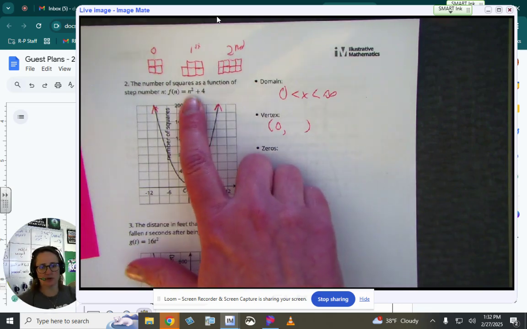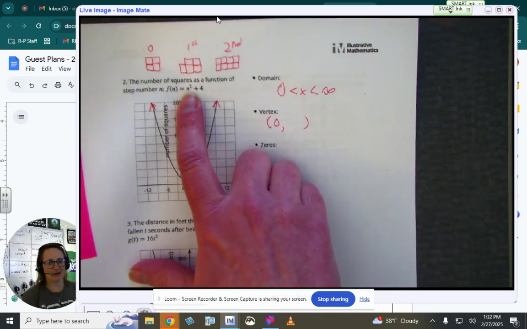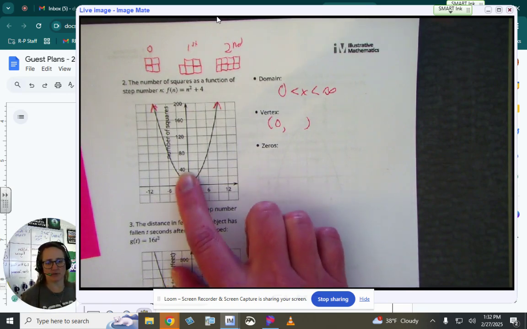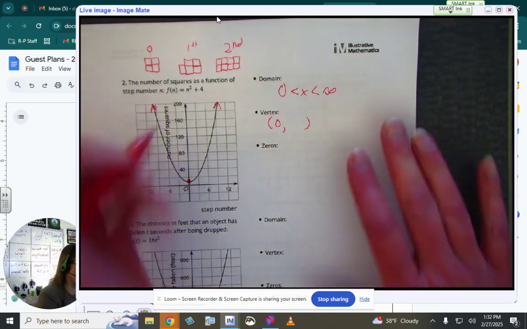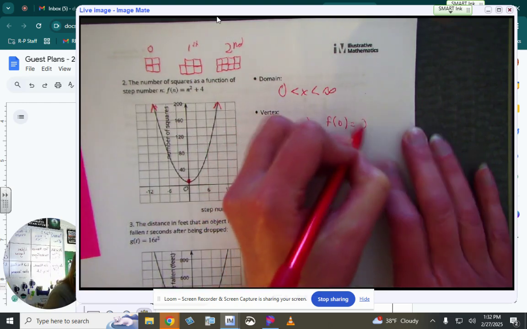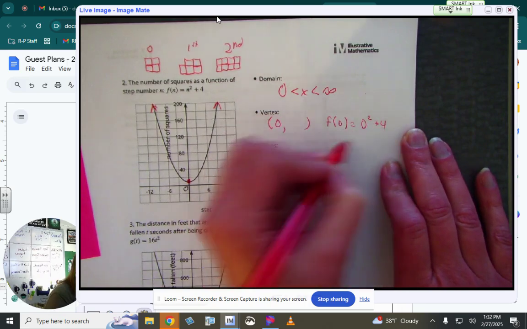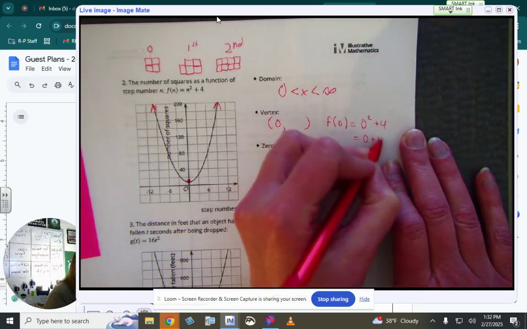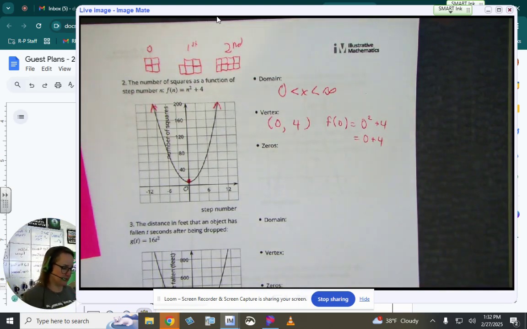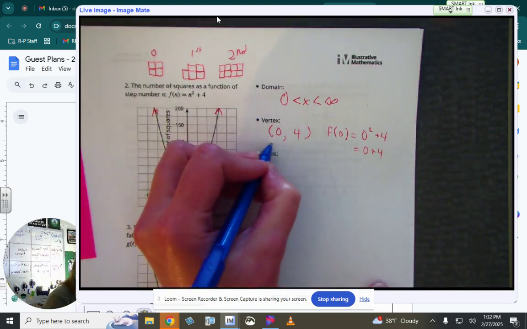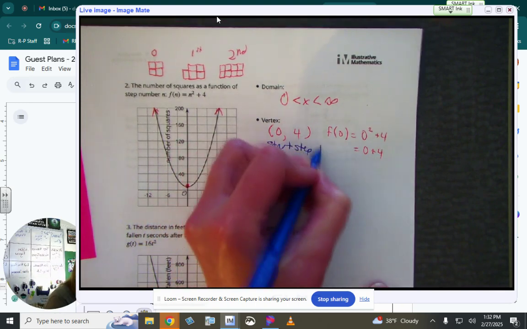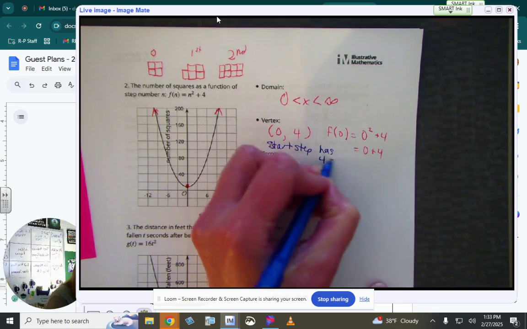And just to make sure, I'm going to go ahead and put it into my equation so I can figure out what that number is, because trying to estimate from 0 to 40, it's hard to tell what exactly number that is. So if I find what f of 0 is, 0 squared plus 4 is just 0 plus 4, which is 4. And that tells us that step 0, the starting step, has 4 squares.